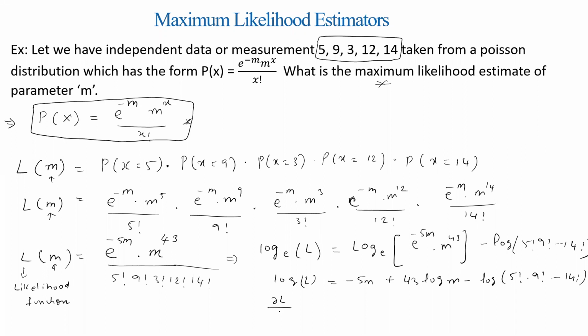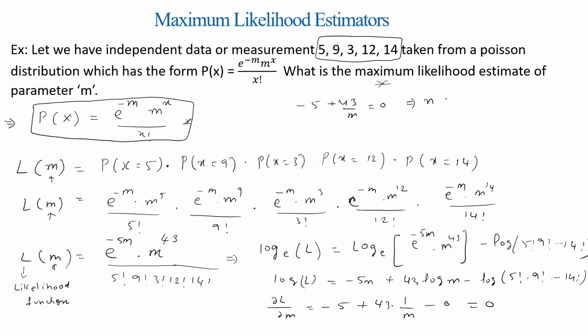So now I will differentiate with respect to m. When I differentiate with respect to m, you will get minus 5 plus 43 into differentiation of log m, which will be 1 by m, and minus 0. And now equate this differentiation term to 0. So when I equate this to 0, what you'll get? You will get minus 5 plus 43 by m is equal to 0.